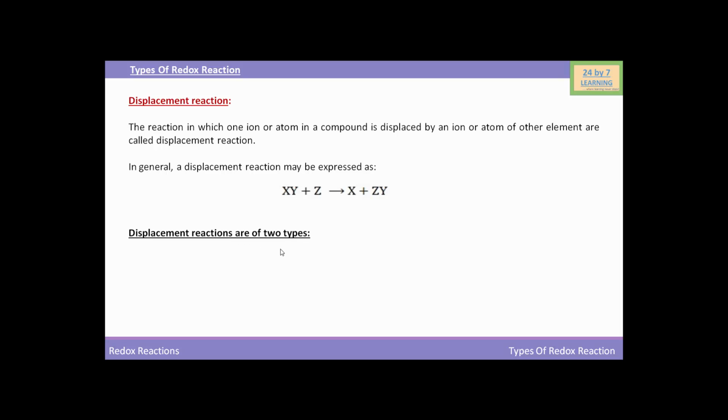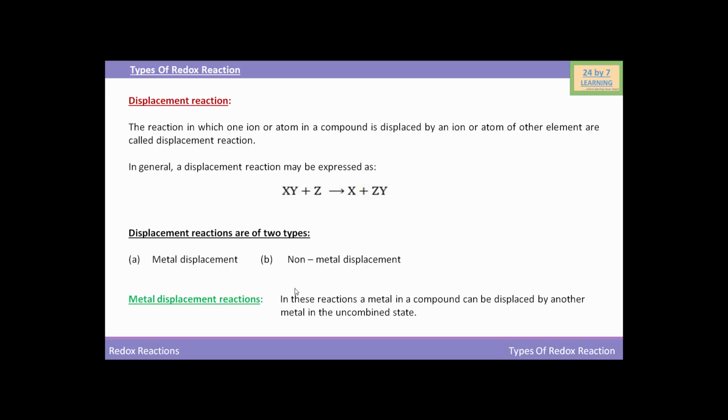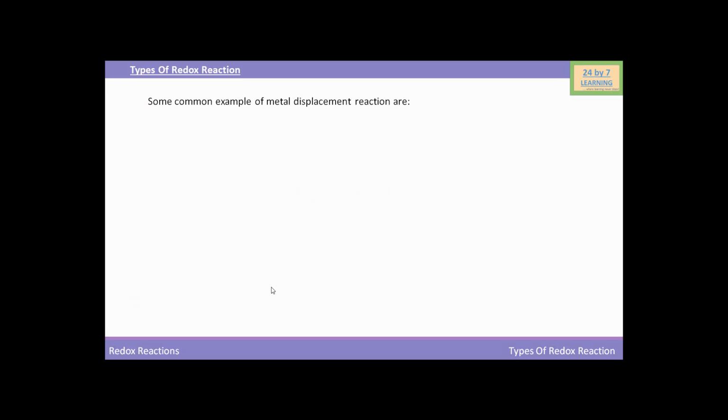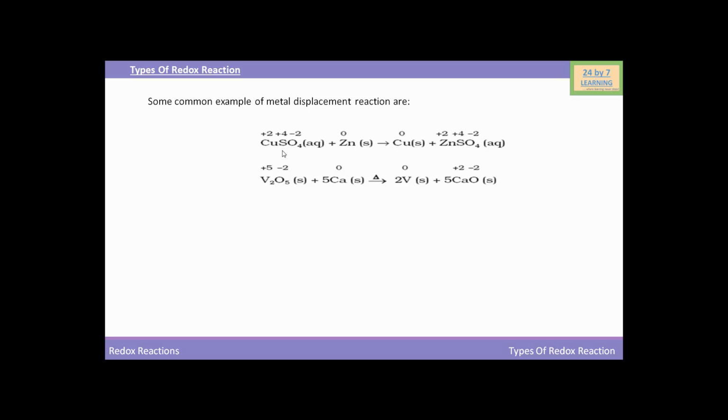Displacement reactions are of two types: metal displacement and non-metal displacement. First of all, we will learn about metal displacement reactions. In these reactions, a metal in a compound can be displaced by another metal in the uncombined state. Some common examples of metal displacement reactions are as follows.